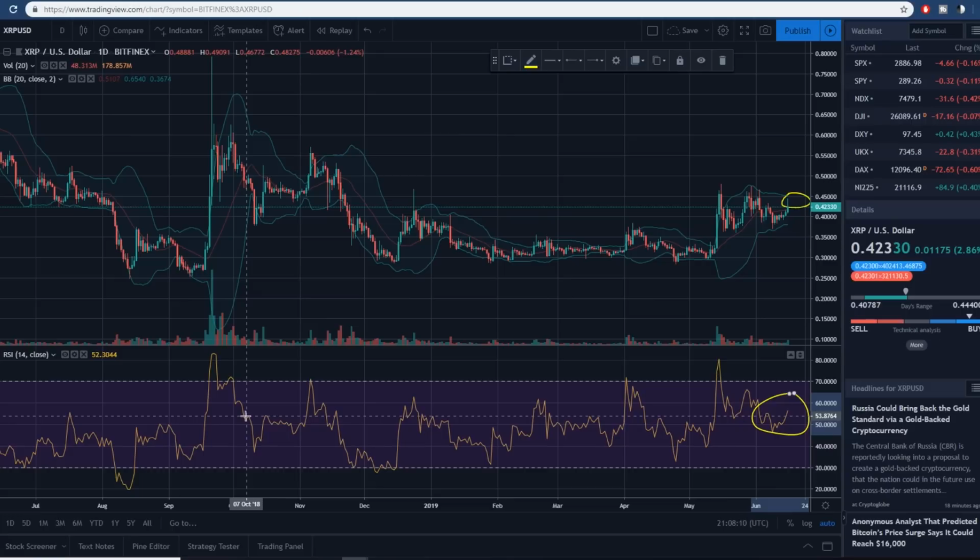Long term, I wouldn't advise anyone to sell, okay? So I'm talking about if you're trading XRP, then maybe if you're trying to do some swing trading and stuff, take this into account.